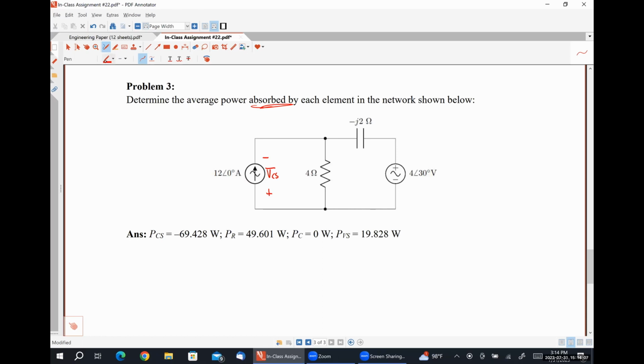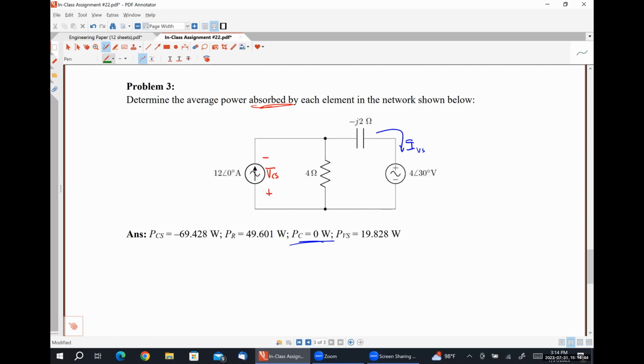Another thing that I could use would be this current, because that's going to be necessary to calculate the average power absorbed by the voltage source. And I could also use that to calculate the average power absorbed by the capacitor, but we know that the capacitor's average power is 0, so we don't actually need to do any work for that. So this begs the question then, what's the best way to solve for these two quantities?